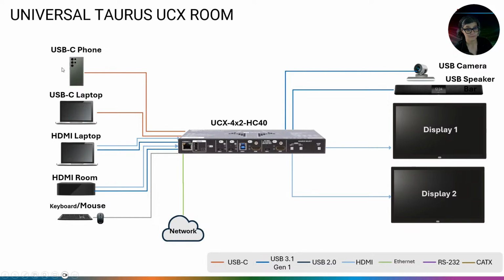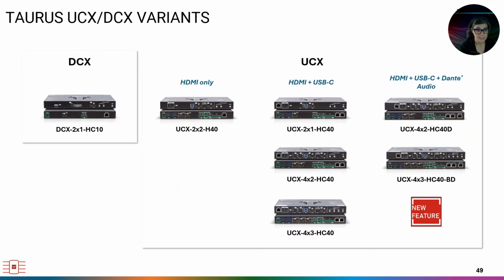So in here, we've got a phone, which you can actually plug in. Our Samsung phone, any of the Android phones can actually be plugged into a Taurus, as well as iPads. We've got a laptop, an HDMI laptop, an Apple, I think that's an Apple TV, might be a Mac Mini, and then a keyboard. We've also got our network going out here, and then our two displays, a USB speaker, and a USB camera. So just to give you an idea of a typical setup with one of our UCX 4x2 HC40s.